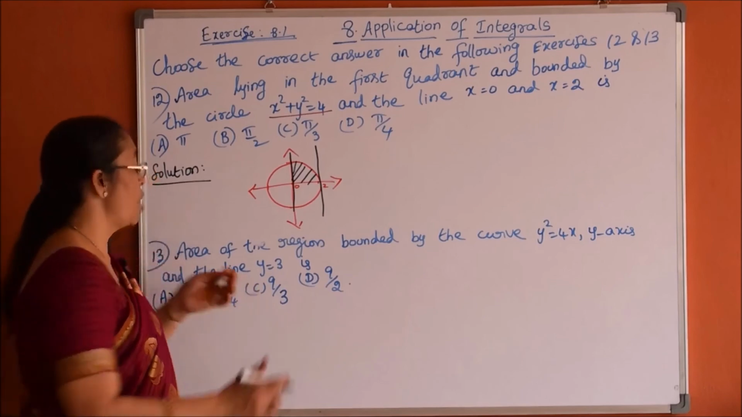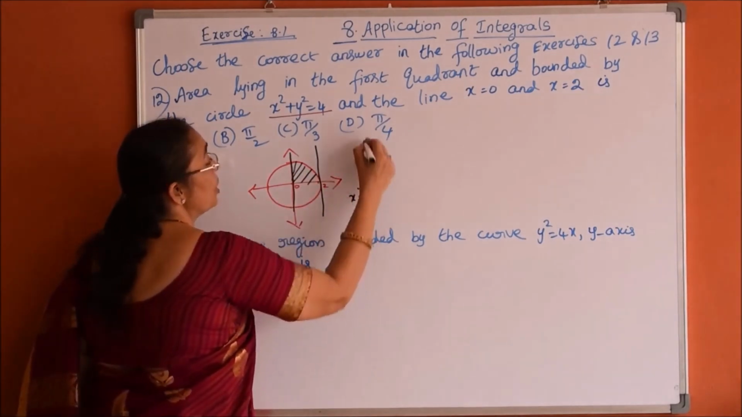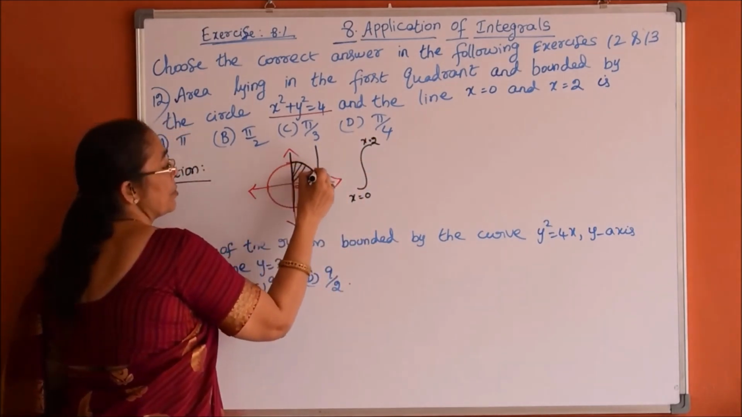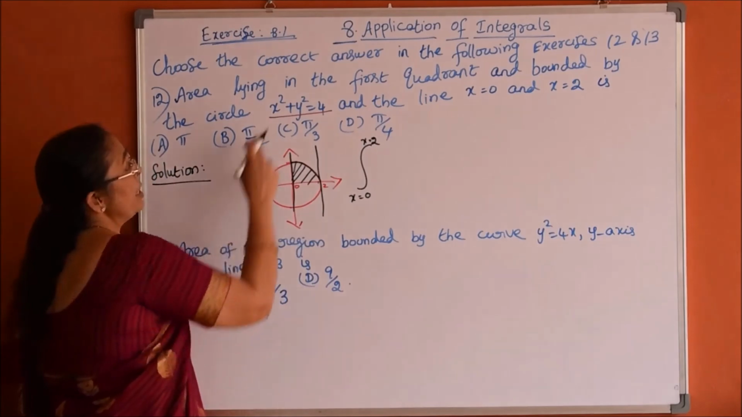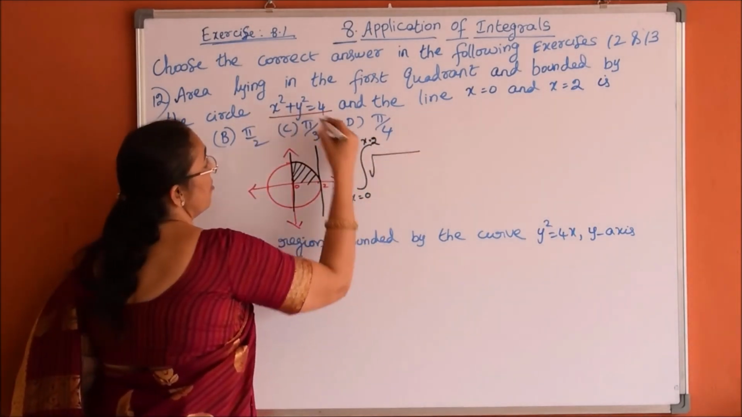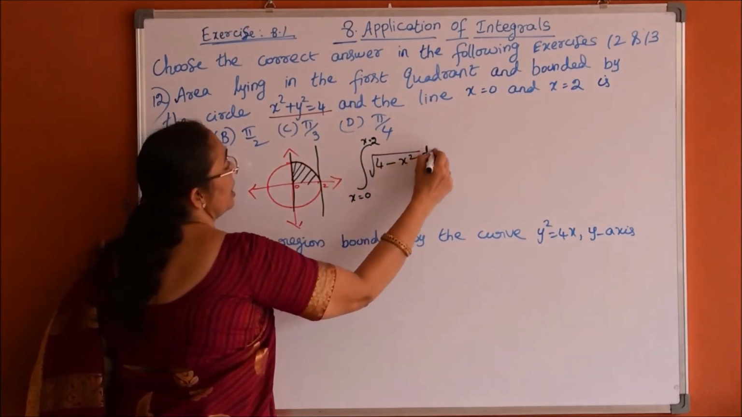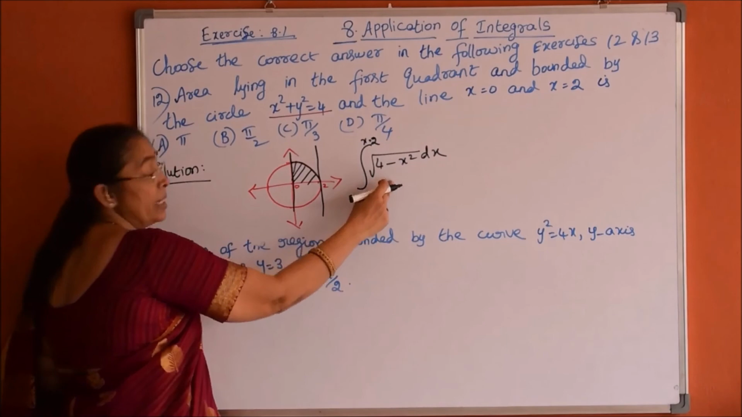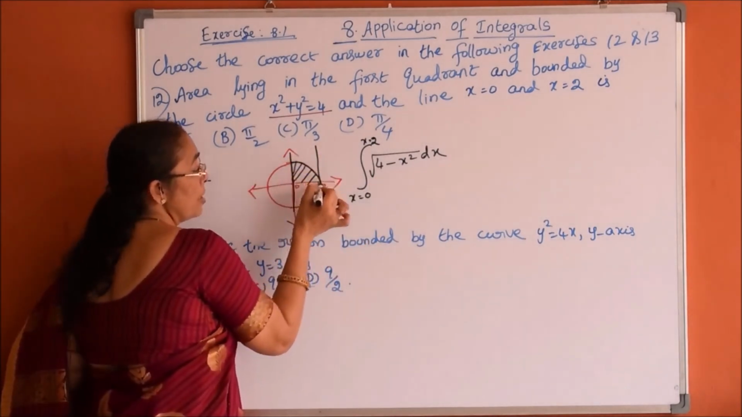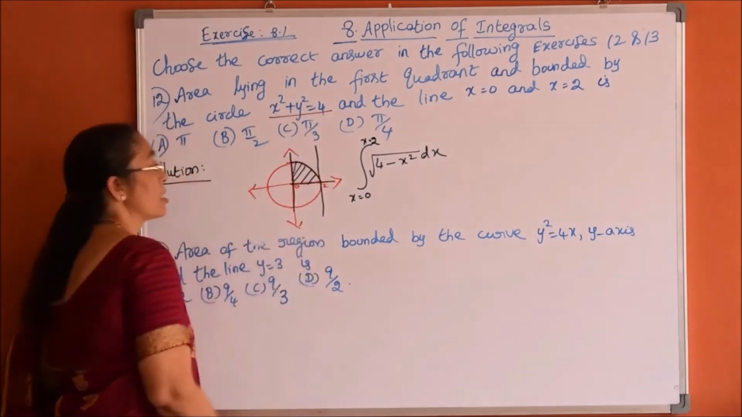So, integration of x is equal to 0 to x is equal to 2, the curve function. This curve is nothing but x square plus y square is equal to 4. We need y is equal to f of x form. So, y is equal to root over 4 minus x square dx. So, this represents the area between x is equal to 0, x is equal to 2 with the curve x square plus y square is equal to 4 with x axis.